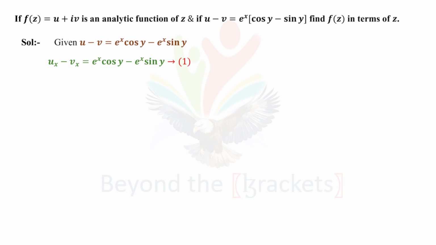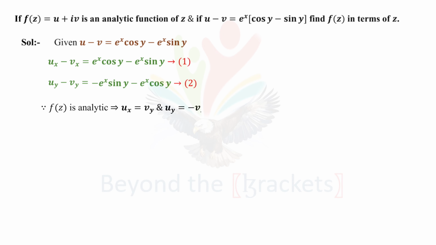Differentiating with respect to y, we obtain uy minus vy is equal to differentiation of cos y will be minus sin y and e power x will be constant, minus again e power x is constant, differentiation of sin y is cos y. Since f of z is analytic, it satisfies the CR equations. Ux is equal to vy and uy is equal to minus vx. Adding both the equations, for the left hand side we get ux minus vx plus uy minus vy is equal to e power x is common in both the terms. Adding both the equations cancels plus cos y and minus cos y, so we are left with minus 2 sin y.